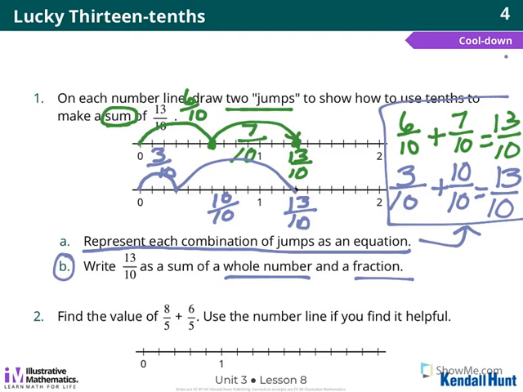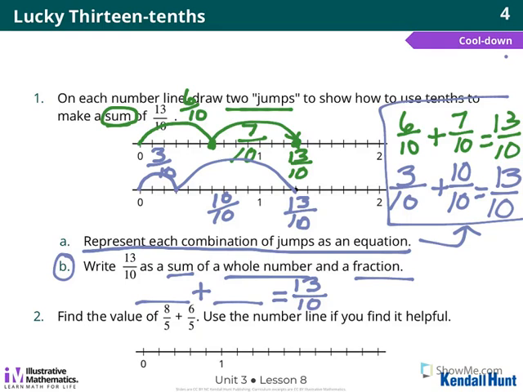But let's dissect that. 13 tenths as a sum. So it's going to equal 13 tenths. And if it's a sum, then we're adding 2 numbers. What are we adding? We're adding a whole number and a fraction.